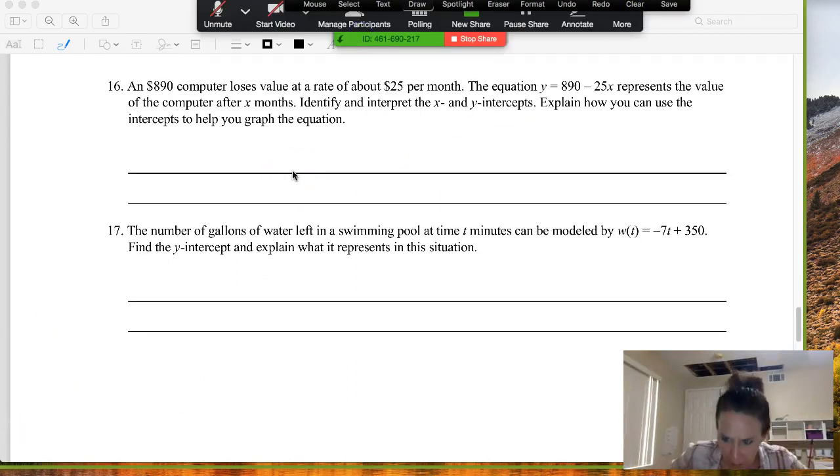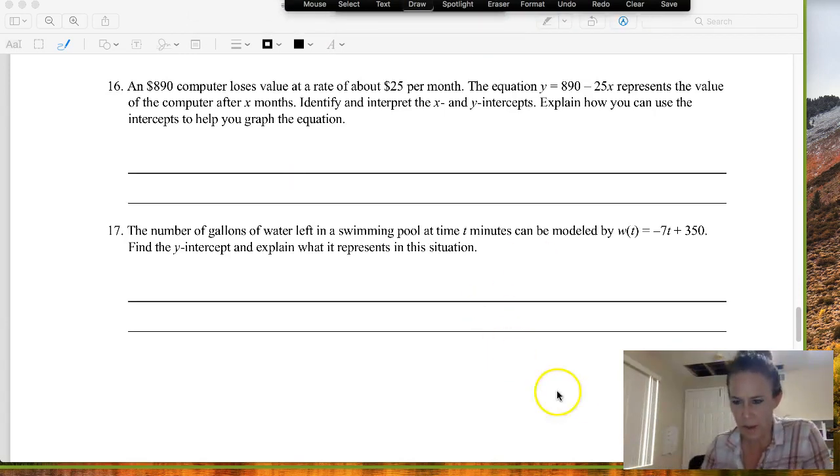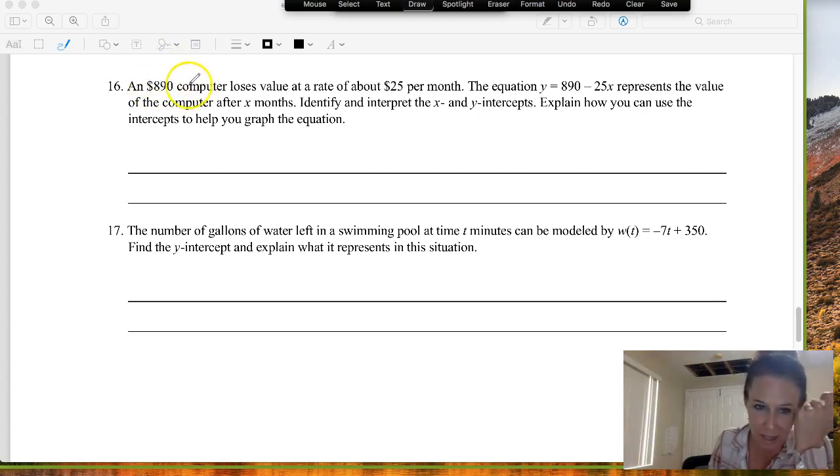Okay, guys, don't be afraid of a little word problem. This problem is way easier than it looks, okay? Just read through it and think of it logically. An $890 computer. So you go to Costco, you buy a computer for $890. Over time, that computer is going to lose its value, right? It doesn't increase in value like a house. It just loses its value because a computer gets outdated or whatever.